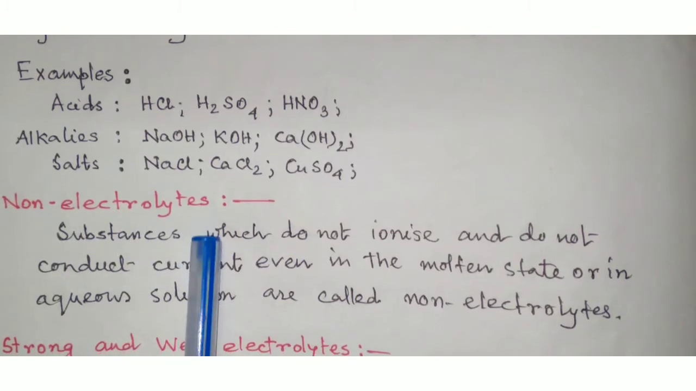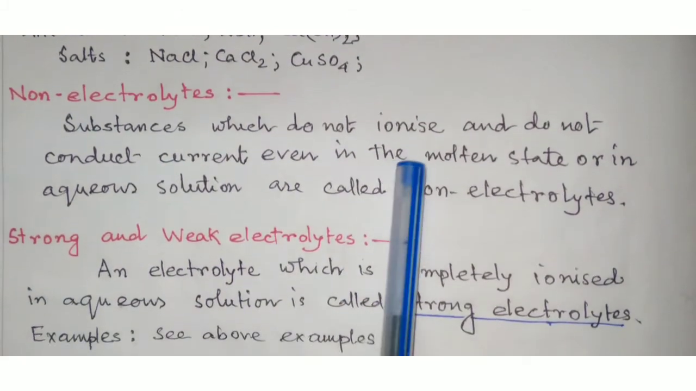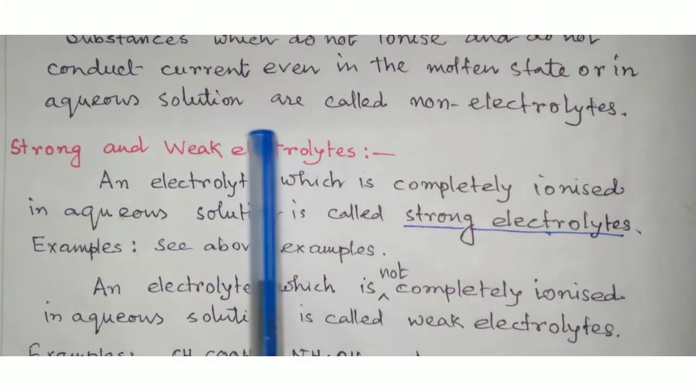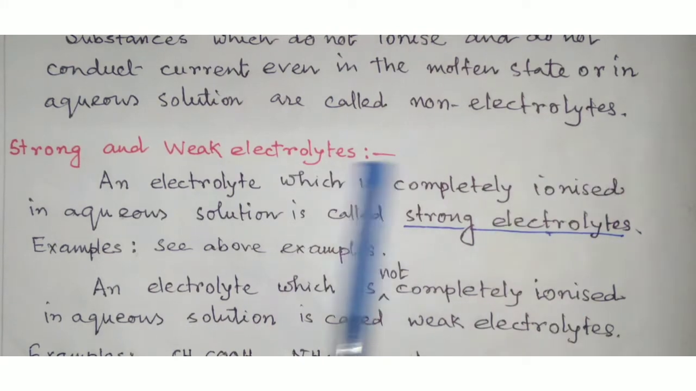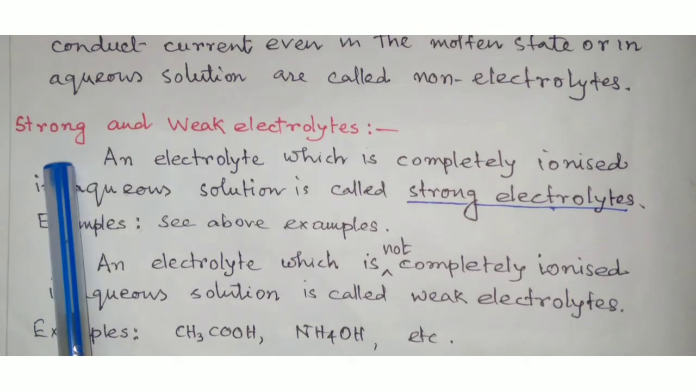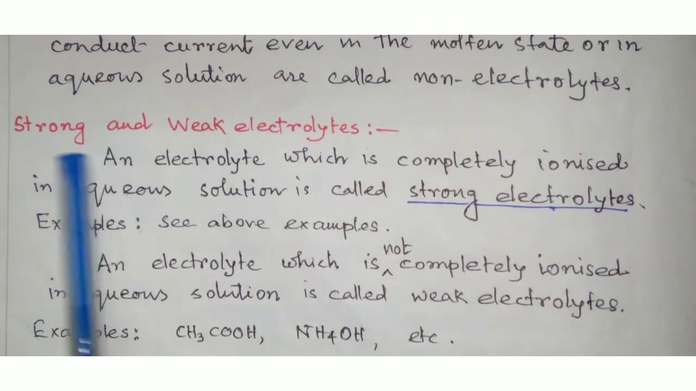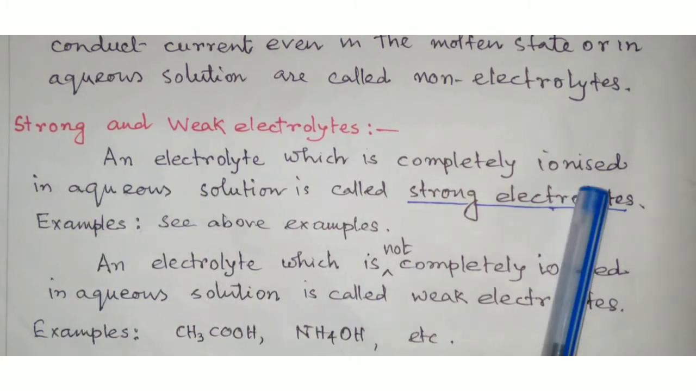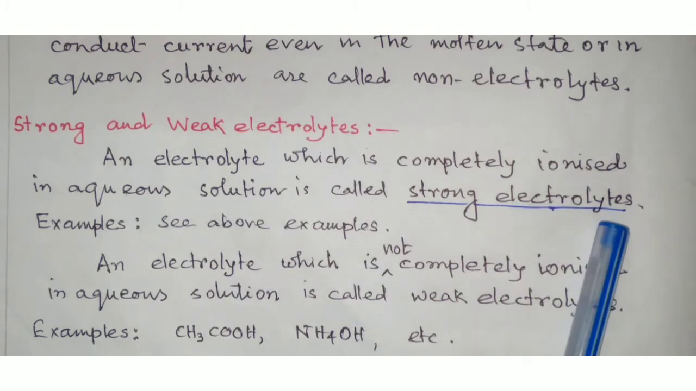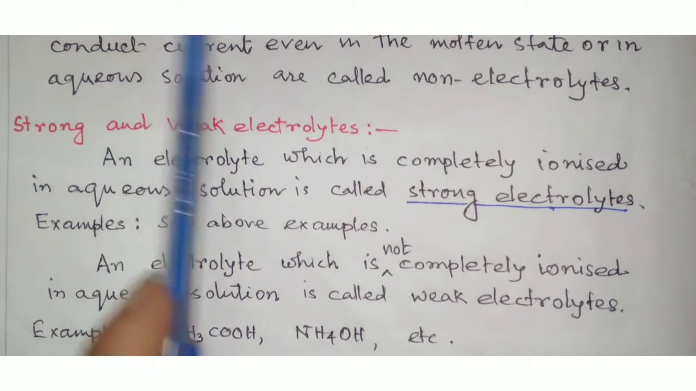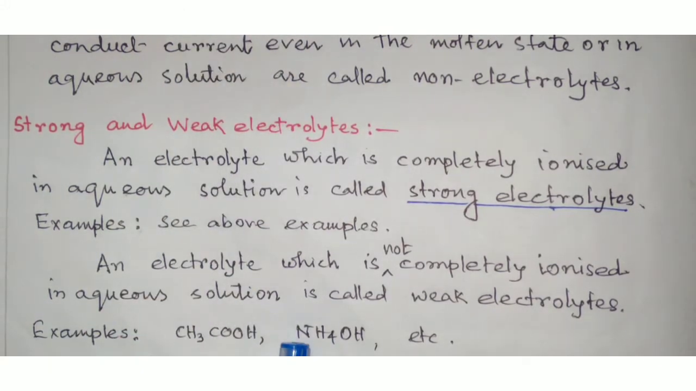Now, non-electrolytes. Substances which do not ionize and do not conduct current even in the molten state or in aqueous solution are called non-electrolytes. Now, the classification of these electrolytes. First, strong and weak electrolytes. What are strong electrolytes? An electrolyte which is completely ionized in aqueous solution is called a strong electrolyte. For example, see the above examples: acids, alkalis, salts. Those examples fit strong electrolytes.